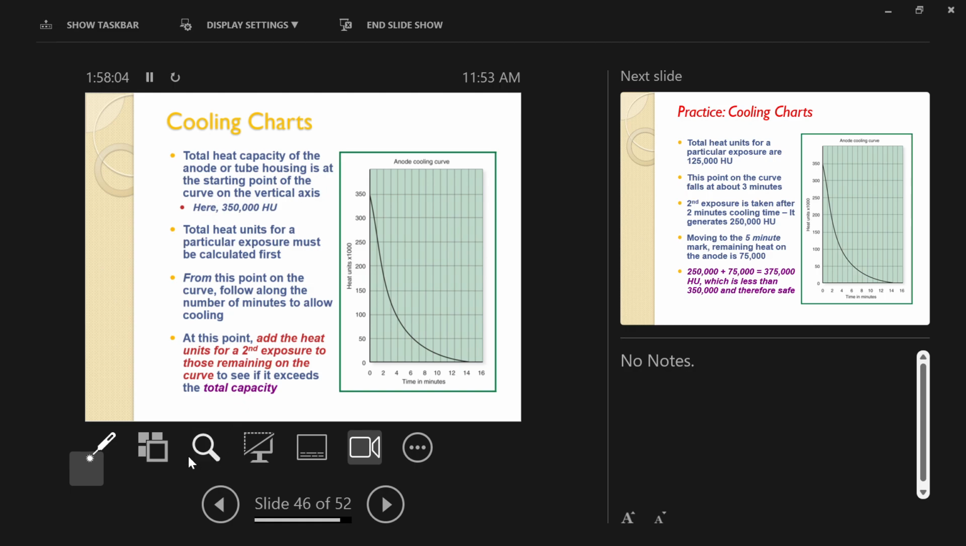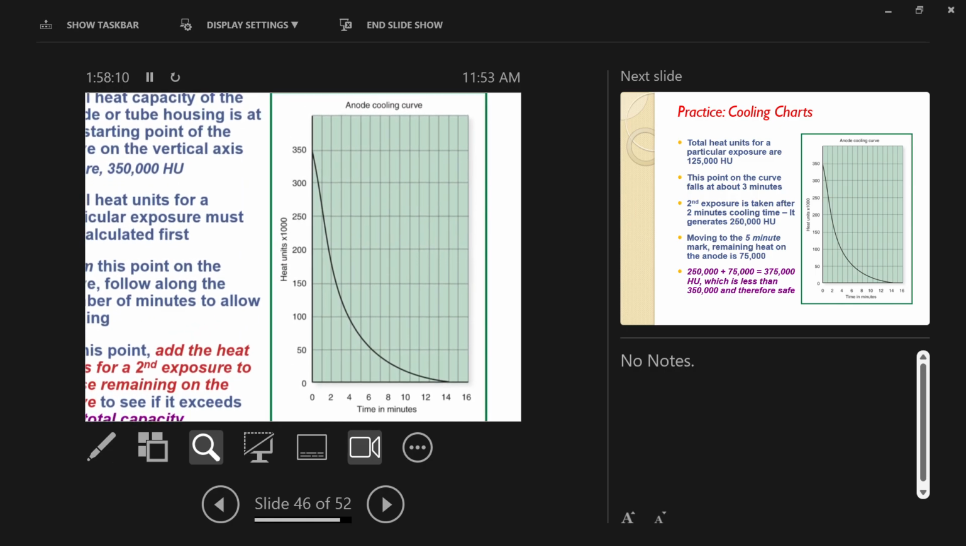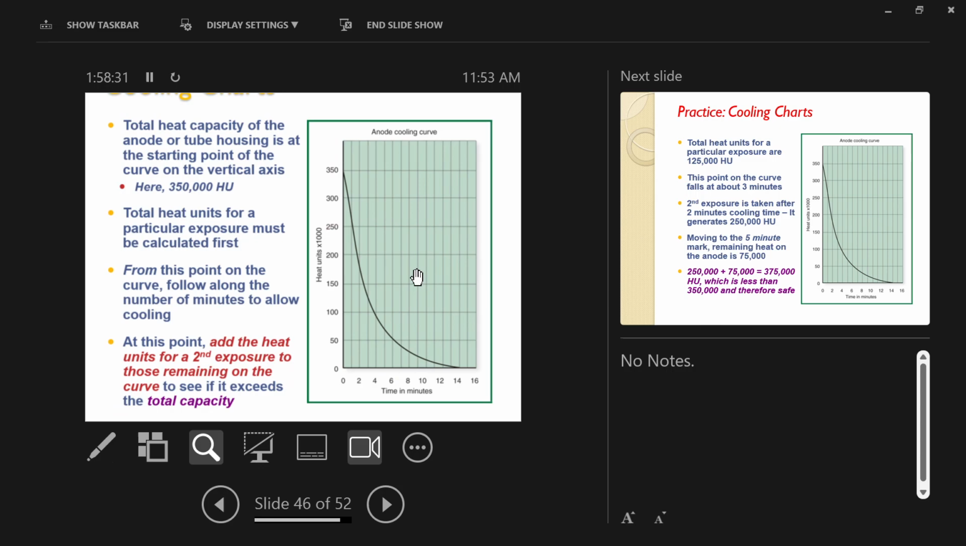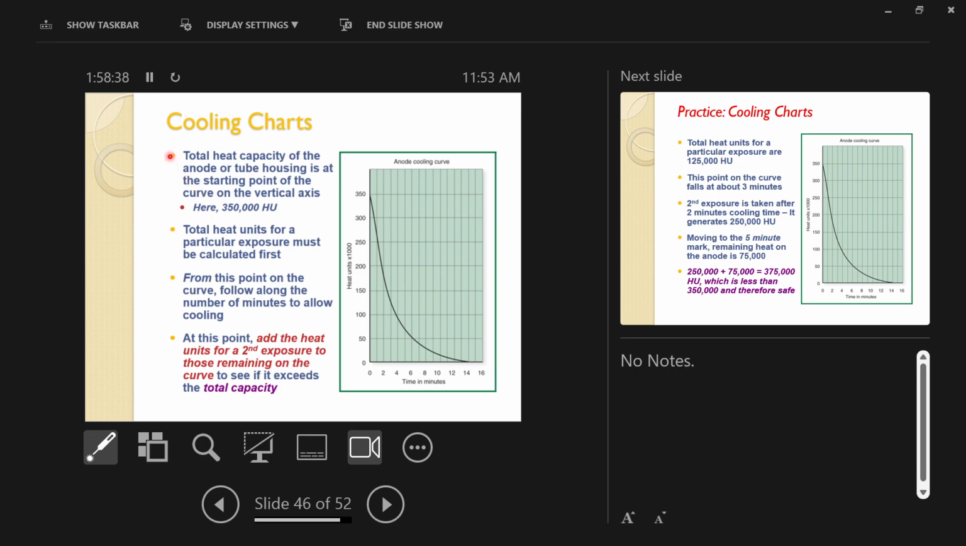Now that you've made that many heat units, how long until it cools back down to zero? On this graph, the vertical axis gives you the number of heat units you've made, and the horizontal axis tells you time in minutes. Using this graph, from 350,000 heat units produced (it's heat units times 1,000), it would take 14 minutes to cool back down to zero. The way you can use this in practice: let me read from here. The total heat capacity of the anode or tube housing, in this case the anode, is at the starting point of the curve on the vertical axis, here set to 350,000.